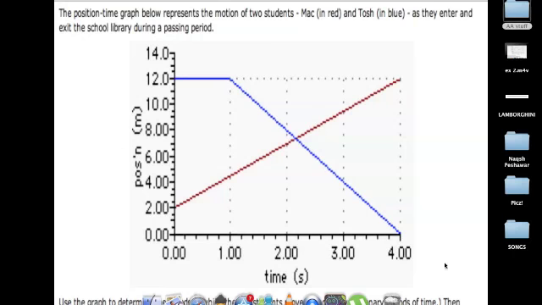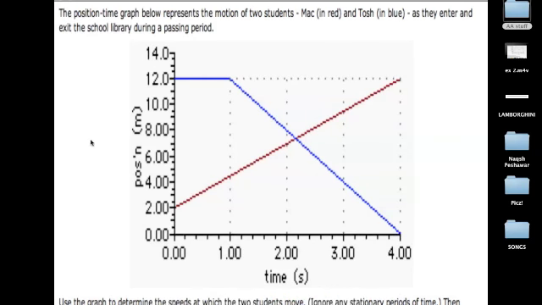Hey guys, today we'll be doing another example of displacement time graphs. So here is the example. Let's just get started with it. So the question says the position time graph. So we know this is a displacement.